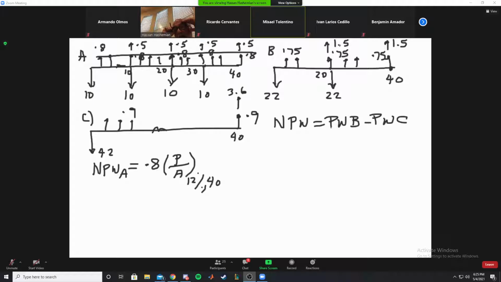Where did the 12% come from, or did you just get that? The problem gives you the 12%. If you read the problem, it says 12% interest rate. Got it, thank you. And 40 years, they say. Okay, any other question?